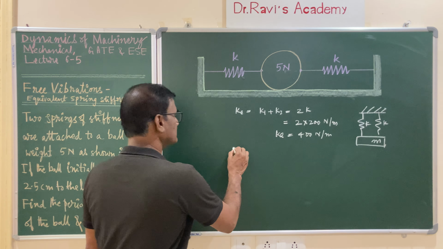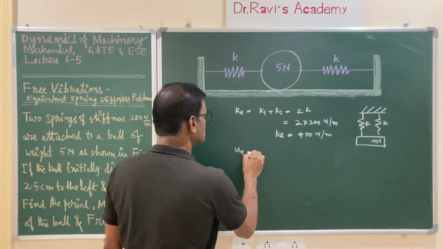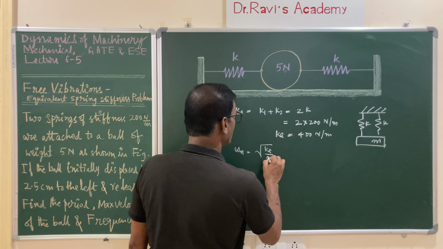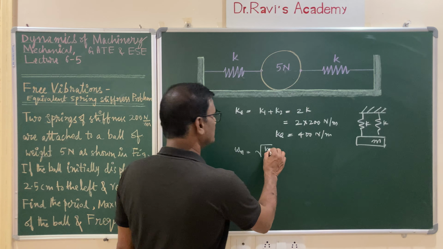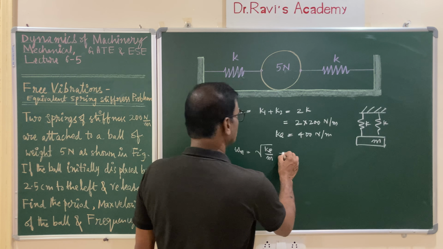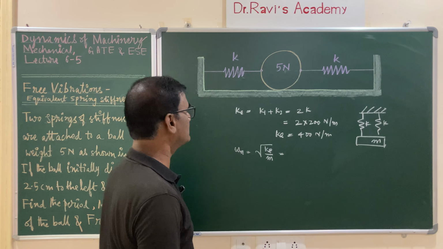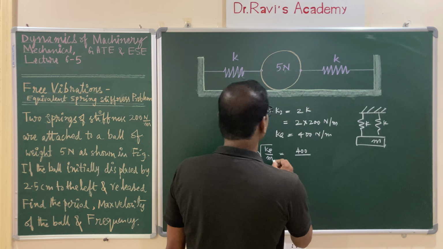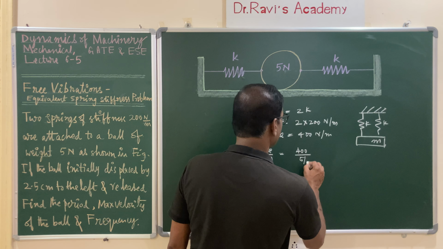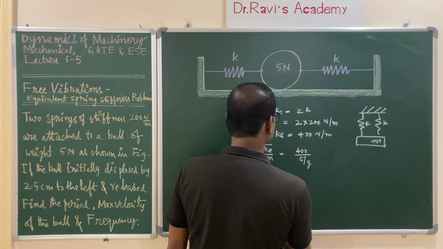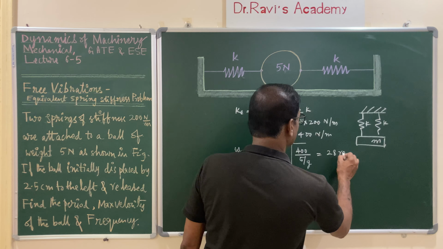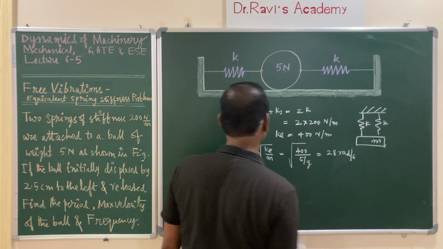Let us calculate the omega, the radian frequency of the system. This is the square root of spring stiffness Ke by the mass of the system. Here in this, the weight is given, and if you divide it by g, you get the mass. So omega is the square root of Ke, 400, divided by mass, 5 divided by g. So this you are going to get as 28 radians per second.